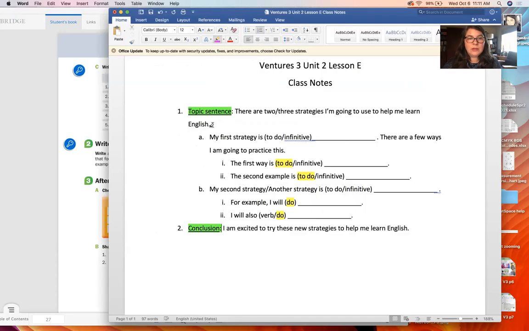Also, one more thing that's very important. A lot of you are not finishing your sentences and starting a new sentence. So after your topic sentence, you need a period. And the next word starts with a capital letter, okay? My first strategy is to do something, period. Capital letter, new sentence. There are a few ways I'm going to practice this, period. Capital letter. The first way is to do this, period. Capital letter, okay? The second way is to do this, period.